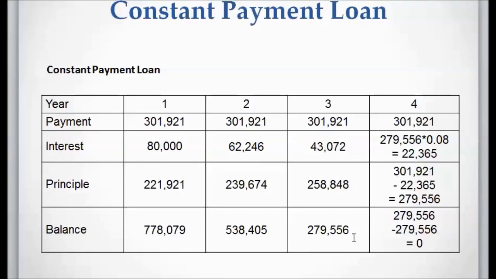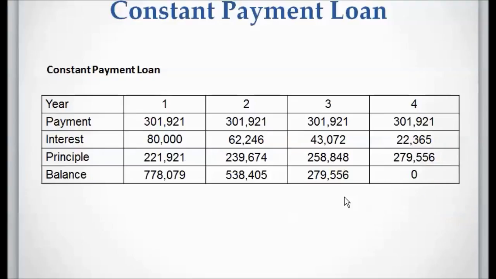We repeat the equation for the last year. Interest equals the remaining balance multiplied by the interest rate. Principal equals the payment minus the interest. And if we calculate everything correctly, the principal in the last year should equal the last remaining balance, and it should give us the 0 remaining balance for the last year.